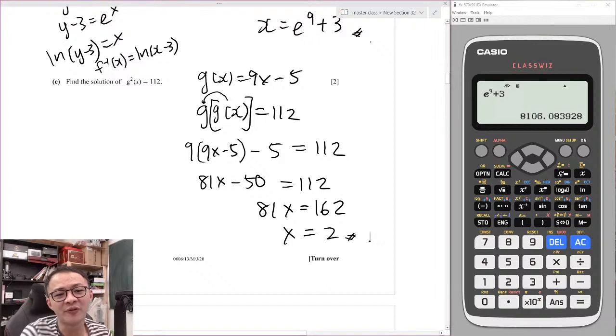Yeah, this one will be very similar to the GCE O level, but I don't think it's exactly the same. I would say it's similar only.